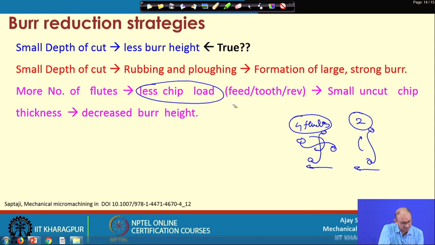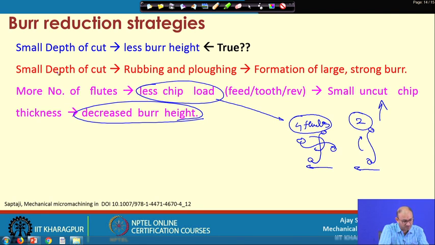So, less chip load will be there in this case, and in the other case the chip load will be high, that is, the feed per tooth per revolution. That is the reason you may get less uncut chip thickness and less burr formation. But again it depends on other parameters, such as the feed rate, RPM, and whether there is a coating or not; many things play an important role. So, what we are writing here and discussing cannot be a generalized statement. Logically we can understand that less burr height is possible if your depth of cut is less, but there are other parameters also playing an important role that will change the definition of these things.